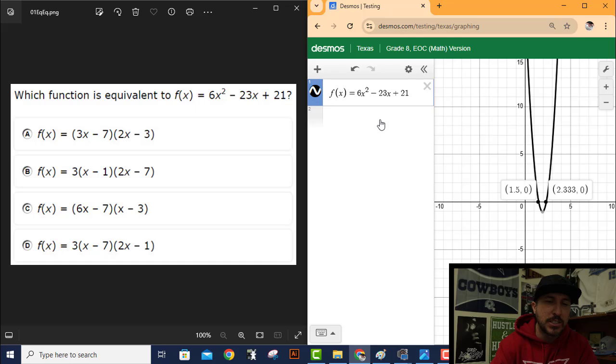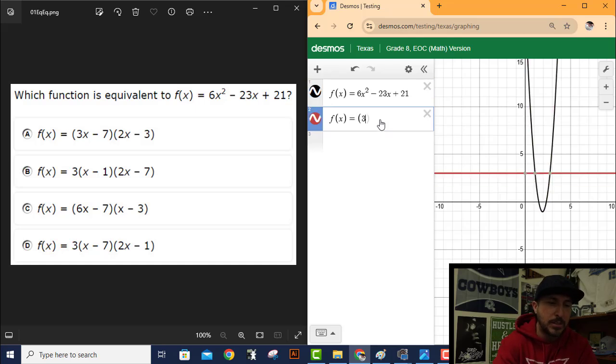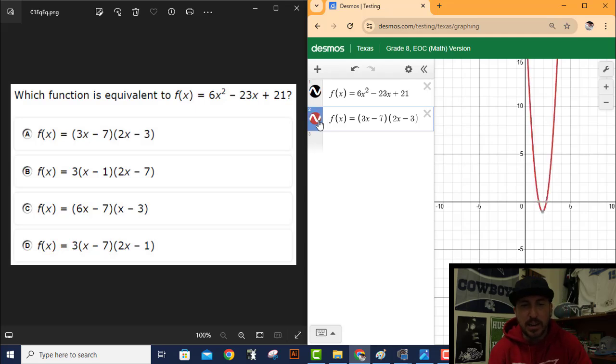All right, now I have equations here. Let me type in these guys. F of x equals 3x minus 7, 2x minus 3. Here he is. Look. He was right on top. So it looked like this. It was red. I lost the black line. Where's the black one at? I took off the red. He's right behind him. They're right on top of each other.